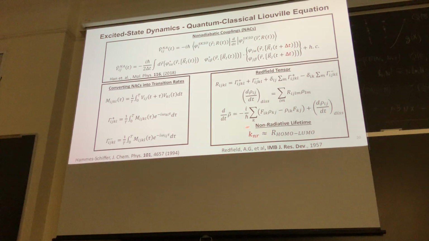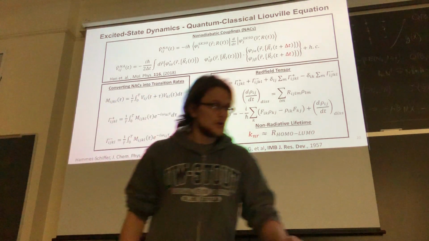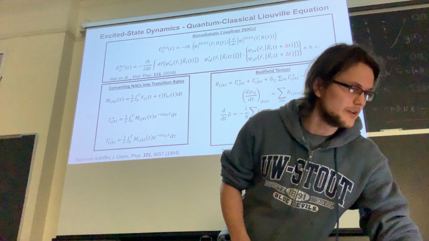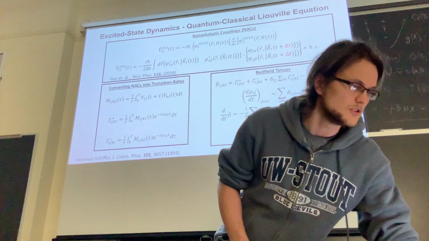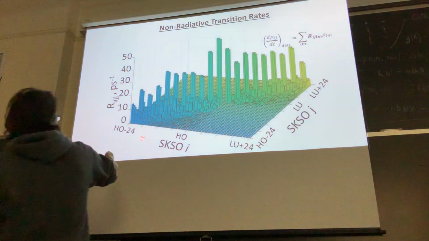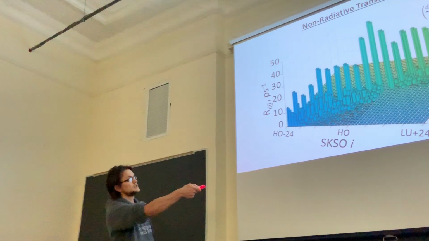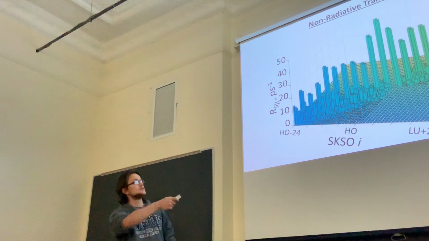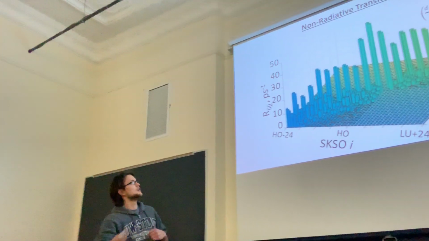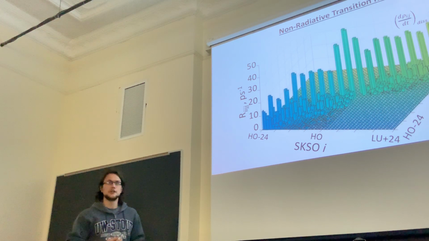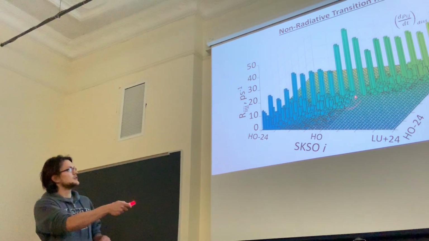And another thing to note is for non-radiative lifetimes, we can approximate the non-radiative recombination as just the matrix element corresponding to the HOMO-LUMO transition or whatever non-radiative transition we're looking for. And just to give an idea of what this Redfield tensor looks like, it's basically just a matrix of orbital i's and orbital j's with matrix elements, so that's what this z-axis represents. And the height of these bars represents the rate, or how fast the transition occurs between two electronic states.